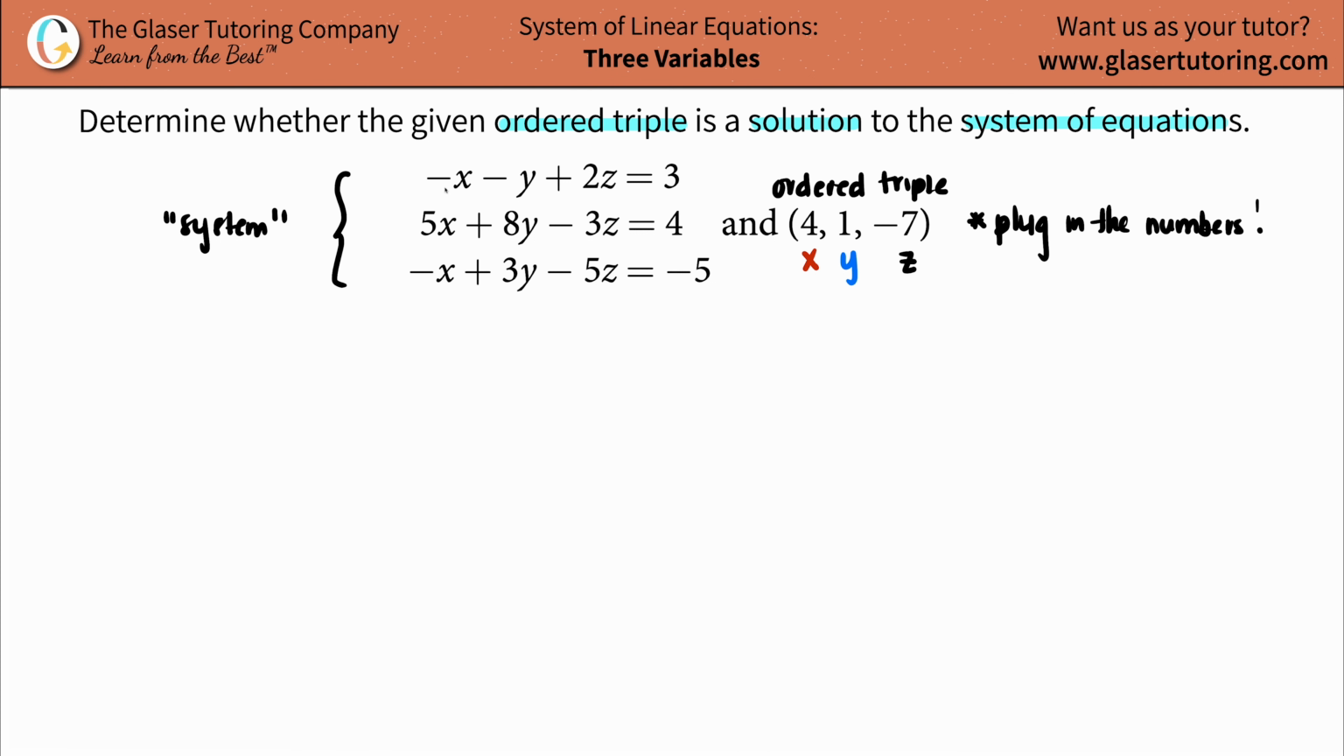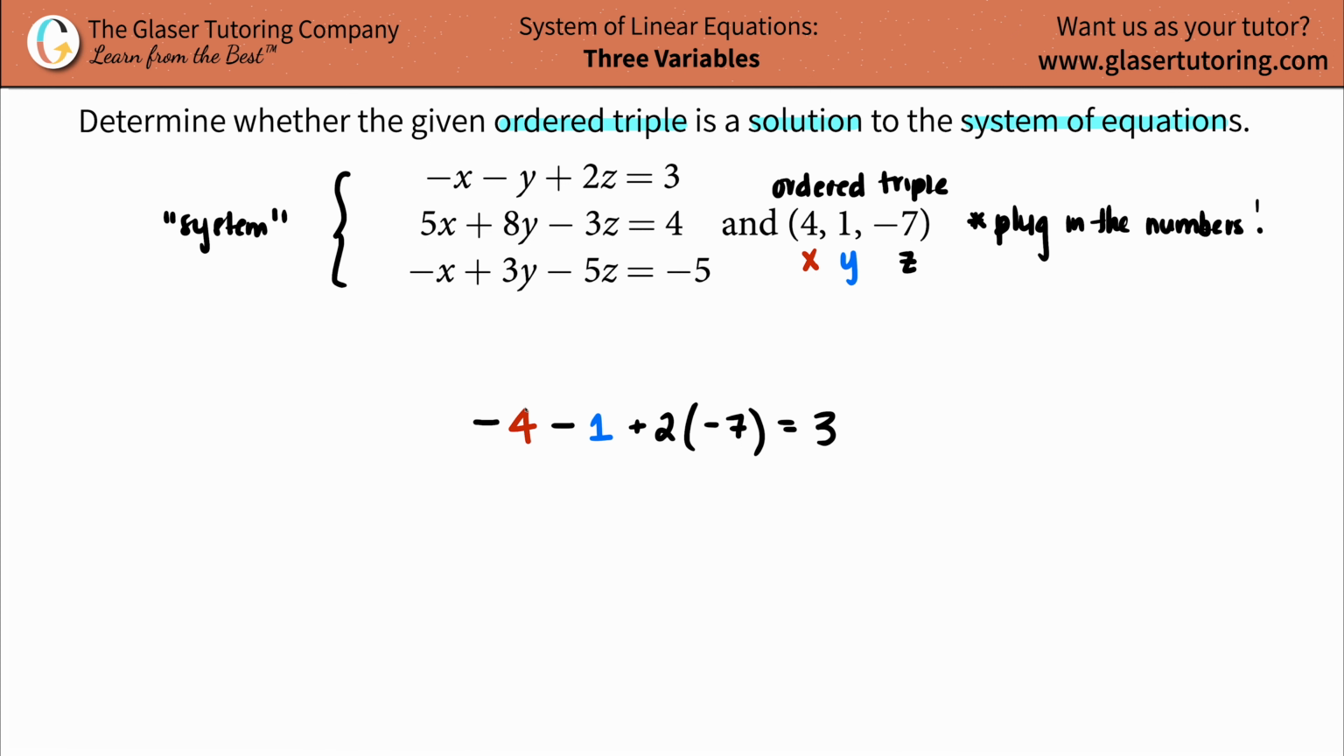So we'll just go from left to right. The equation has a negative in it, and -x, the x value we said was a 4, so -4. Keep going, minus the y value. The y value was just a 1. And then plus 2 times z. Z was a -7. And now this should equal 3.